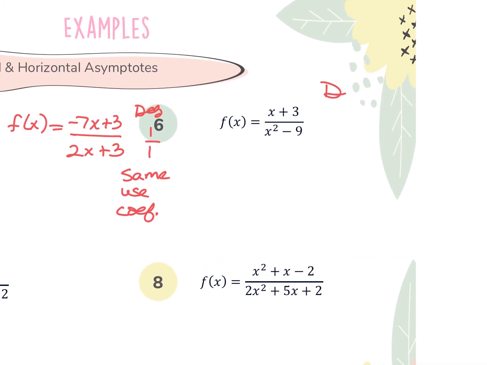So the degree of the top is 1. The degree of the bottom is 2. The top is smaller. So when the top is smaller, your horizontal asymptote is located at y equals 0. You just memorize it.